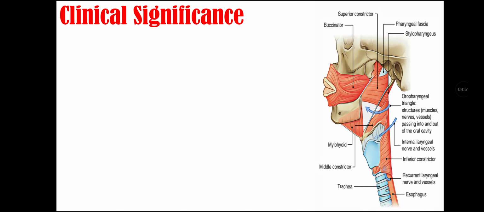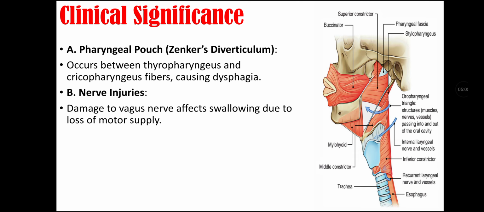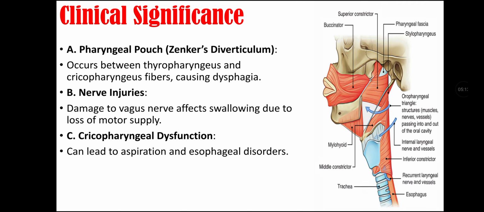Clinical significance of pharyngeal muscles. First is pharyngeal pouch, that is also called Zenker's diverticulum, that occurs between thyropharyngeus and cricopharyngeus fibers, causing dysphagia. Second significance is nerve injuries, as damage to vagus nerve affects swallowing due to loss of motor supply to the pharyngeal muscles. Third significance is cricopharyngeal dysfunction that can lead to aspiration and esophageal disorders.